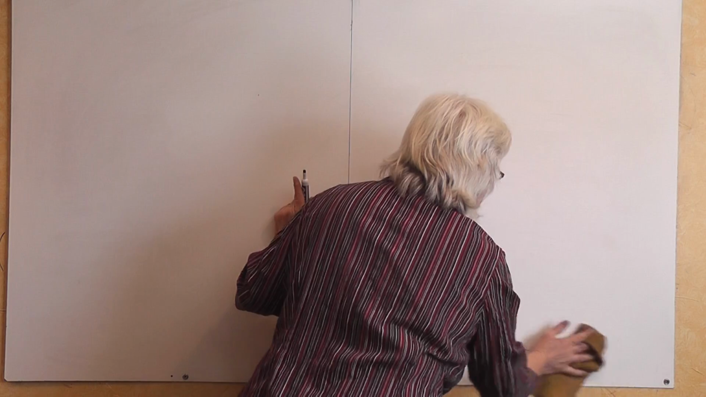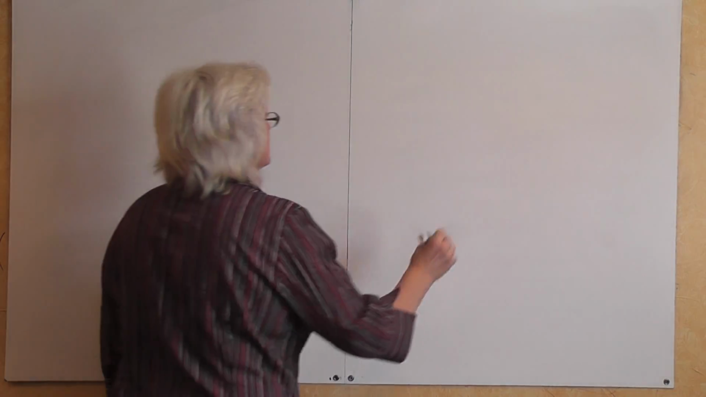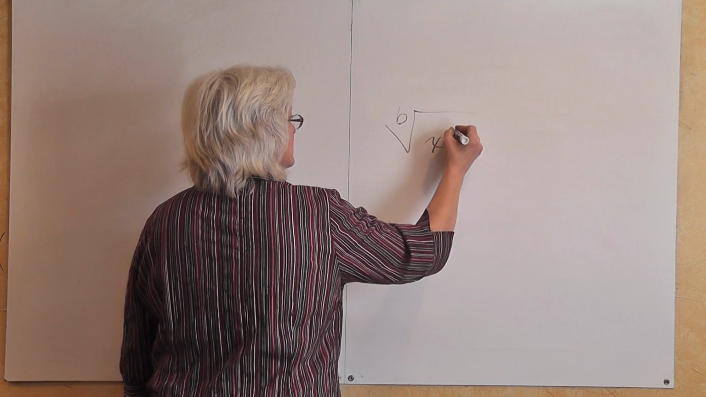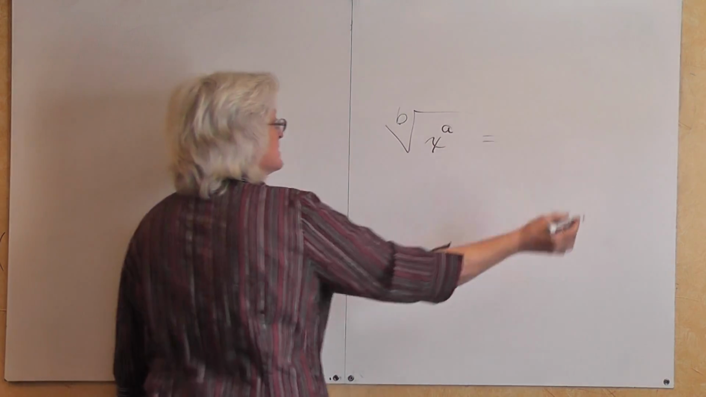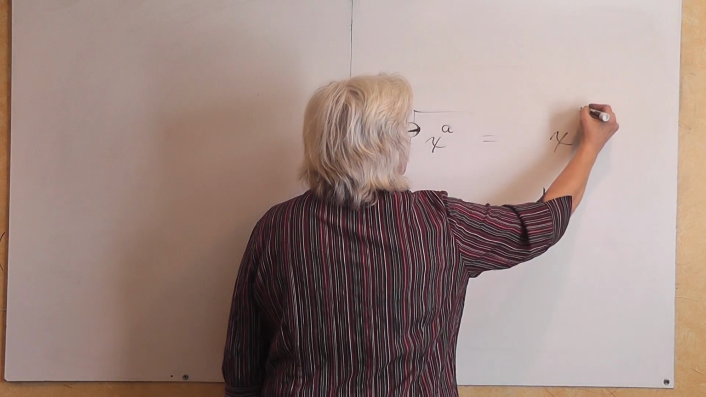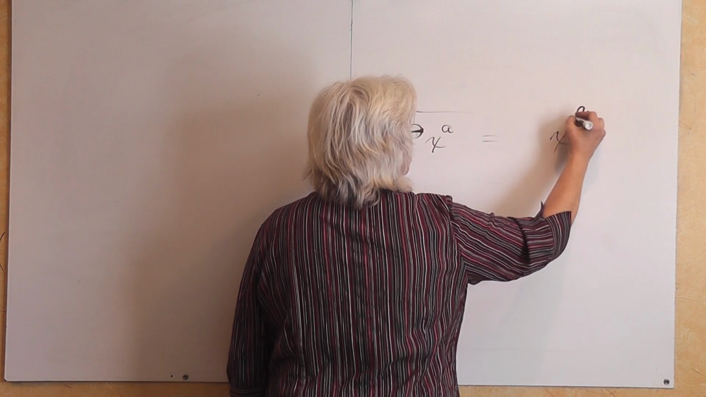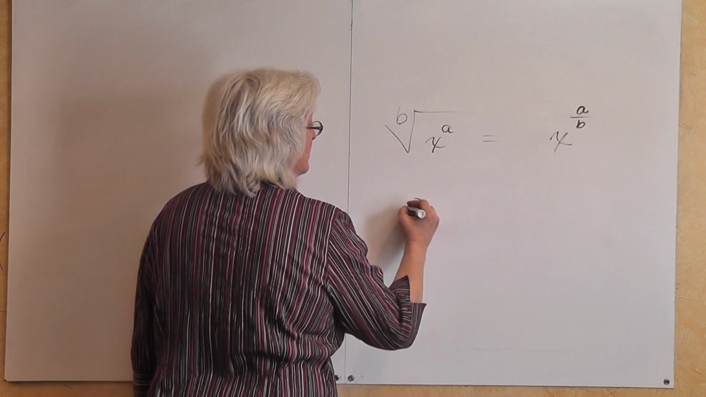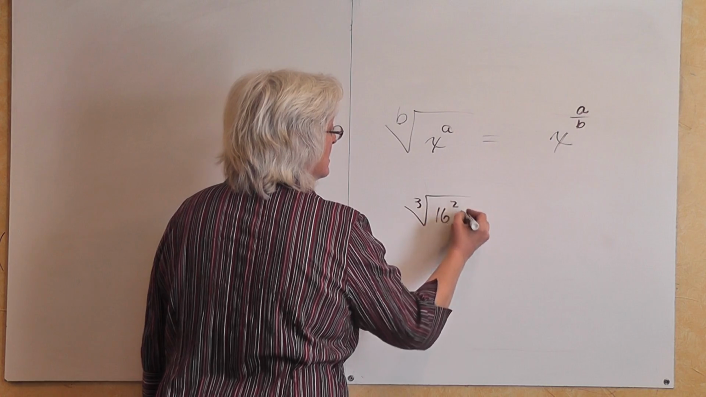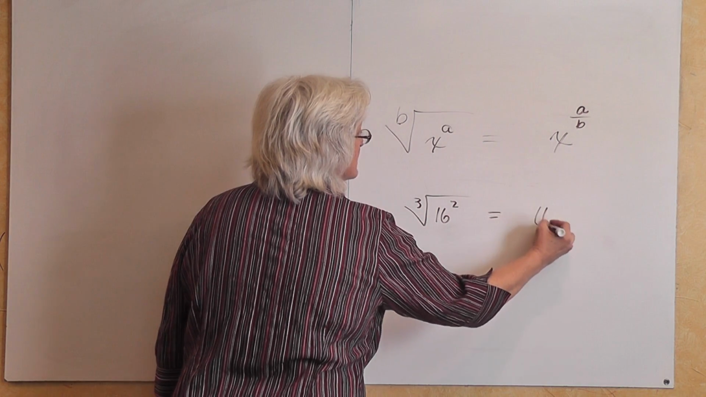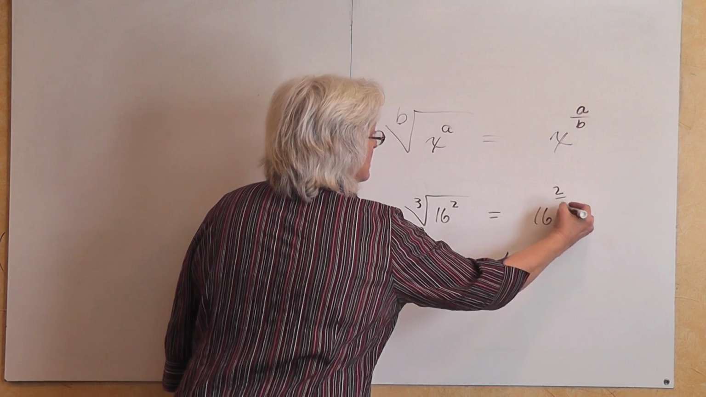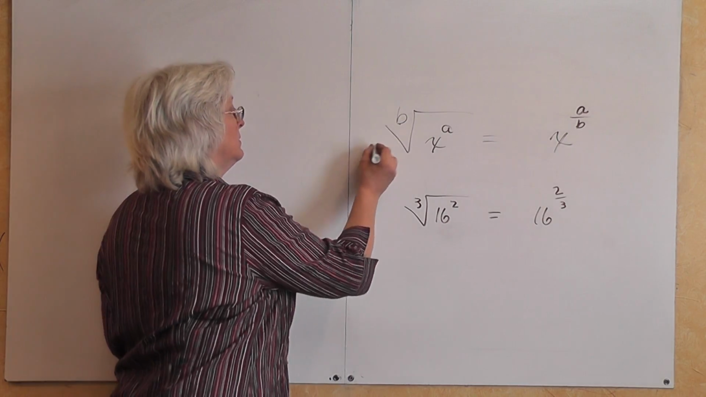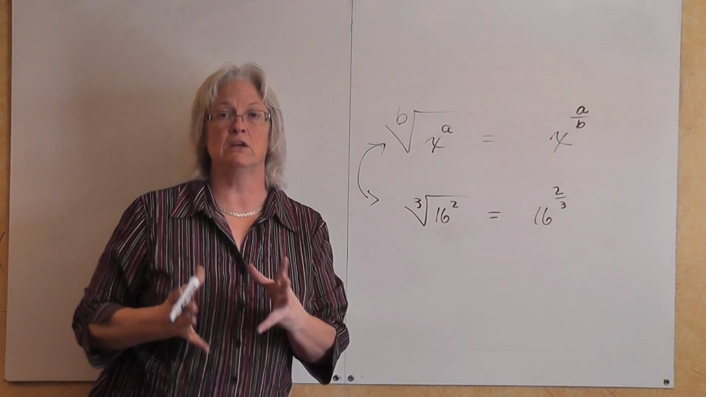I'm going to take the last screenshot here for you. It says if you have the root of a number that is expressed like this, you can also express that in exponential notation with a fractional exponent. For example, if you had the cube root of 16 squared, you could also express that as 16 to the 2/3. You have to be able to go back and forth between these 2 types of notation.